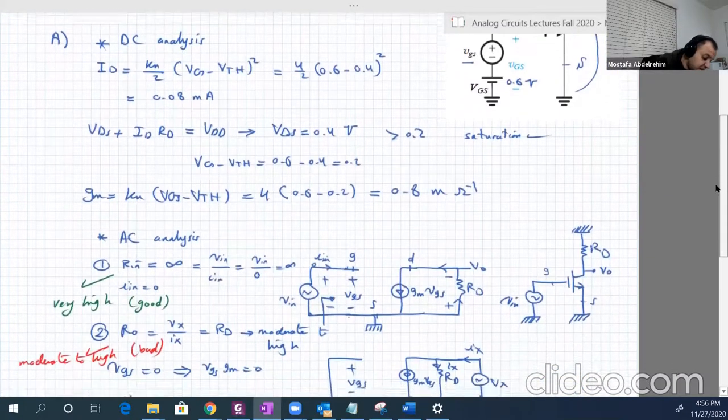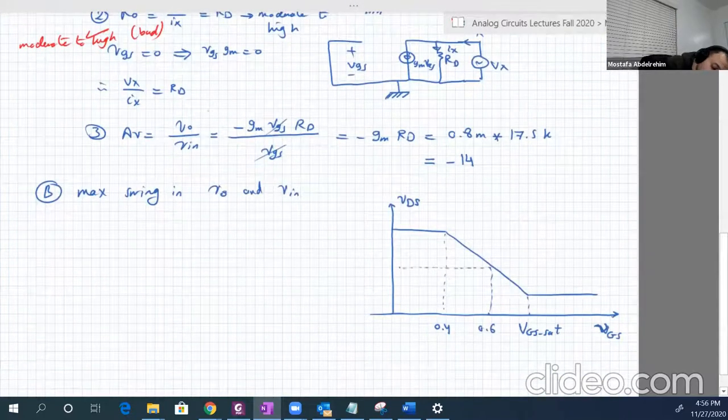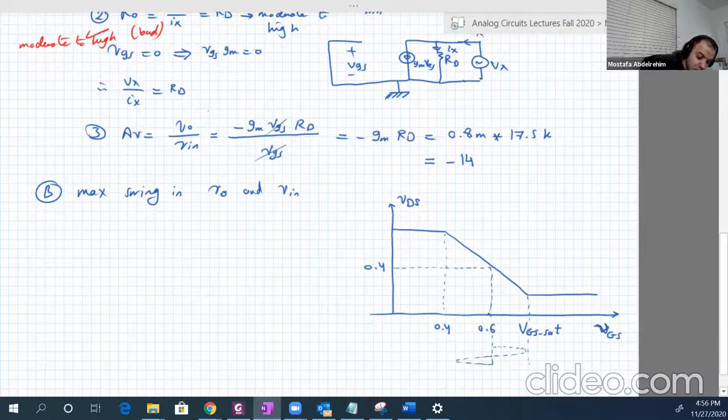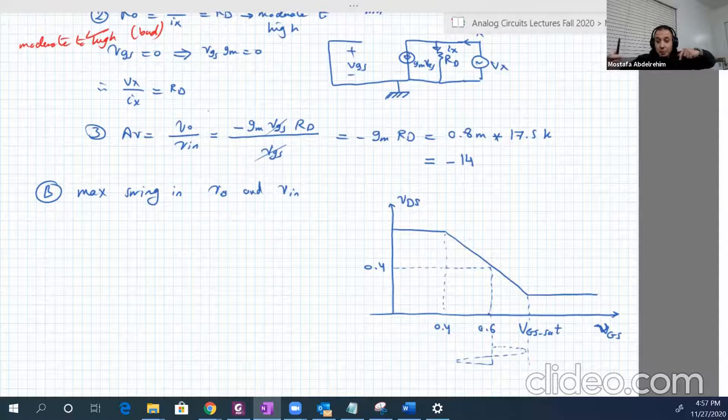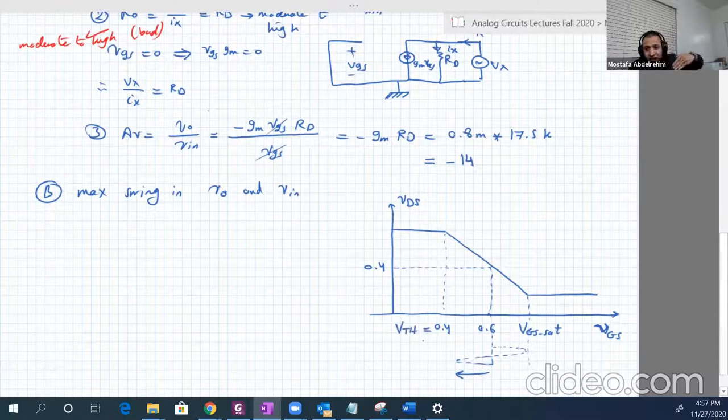If we go back here, VGS is equal to 0.6 and VDS is 0.4. So basically we can swing both signals until we reach either VGS set or 0.4. We don't know. If VGS set, for example, is 2, then we can go forward by 2 minus 0.6, which is 1.4. But backward, that part is only 0.2. So we are restricted in decreasing V input by V threshold, and we are restricted in increasing the input by VGS set, the input at which we go into saturation. So there are limits.